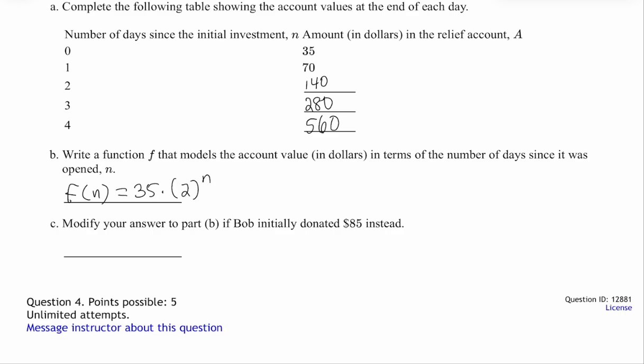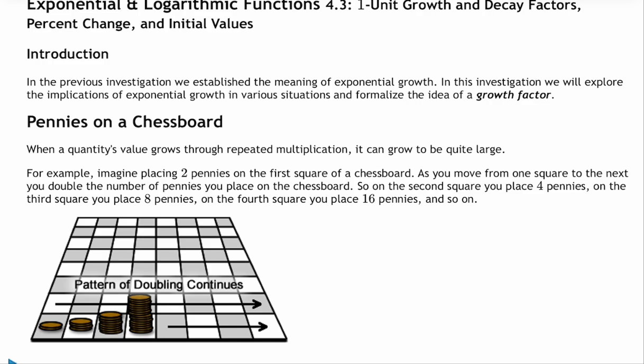So modify your answer to part B if Bob initially donated 85. Remember, the starting value is the number that should be sitting in front. So in my case, my 35 becomes 85. Okay, so that's that. Now if you could open up your homework 4.3, let's talk about that.